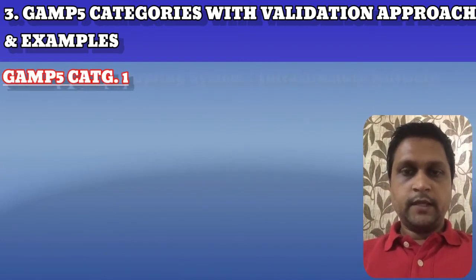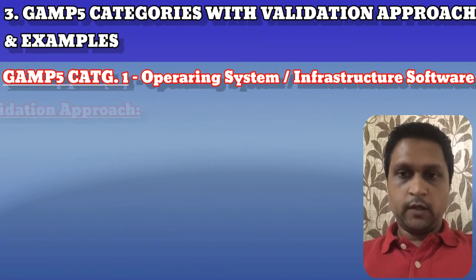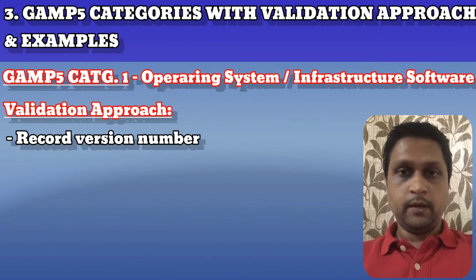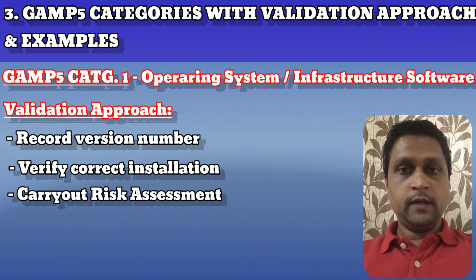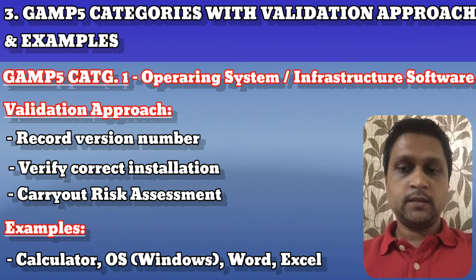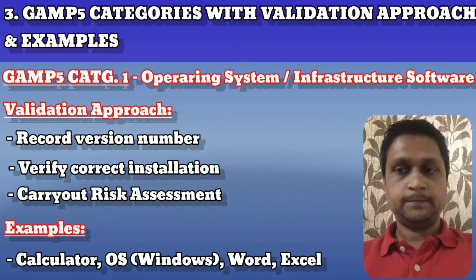In GAMP5 category 1, that is operating system or the infrastructure software, the validation approach must include the following things. First one is recording the version number. Second one is verifying the correct installation. The third one is carrying out the risk assessment. The examples of GAMP5 category 1 are calculators, operating systems, that is Windows, Word and Excel. Now let us see the validation approach and examples of other categories of GAMP5.